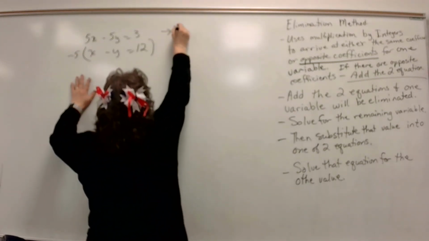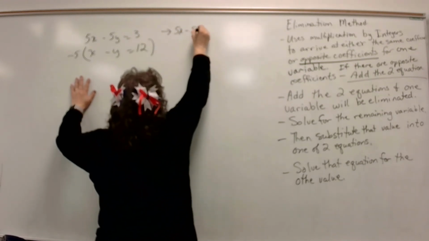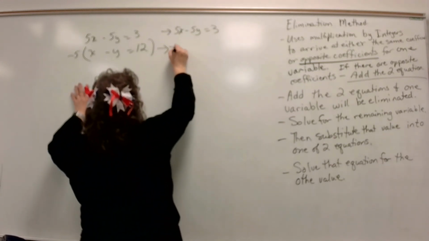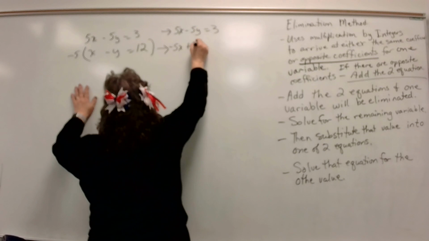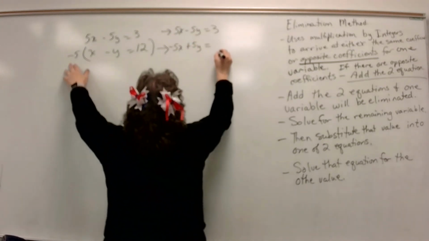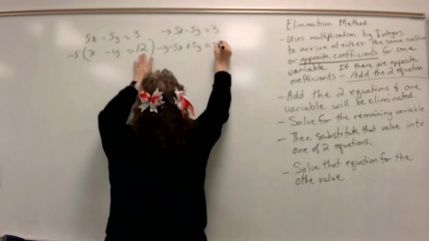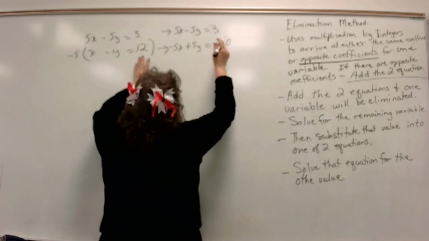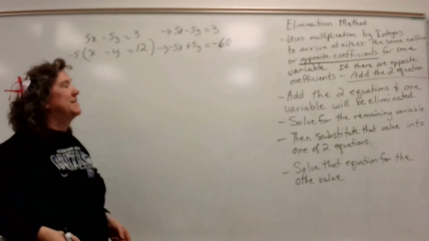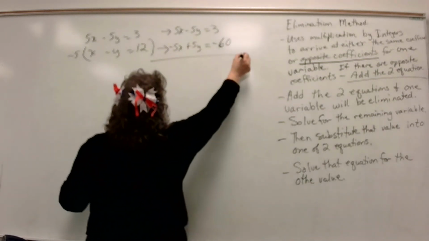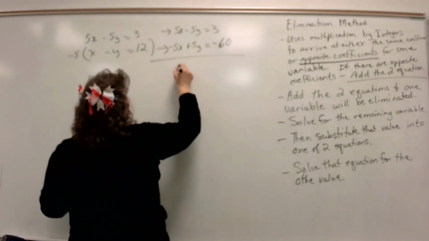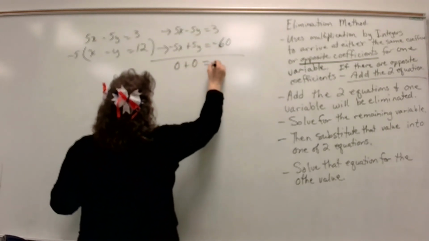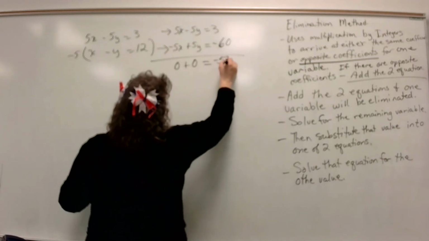So here we have, I'm going to write it over, 5x minus 5y equal to 3. And this is negative 5x plus 5y is equal to, negative 5 times 12 is a negative 72. No, 60. Negative 60. Okay? Got to decide what my multiplication is, okay? Now, when I add these, what happens? 5x minus 5x is 0. Negative 5y plus 5y is also 0. And this is equal to a negative 57.